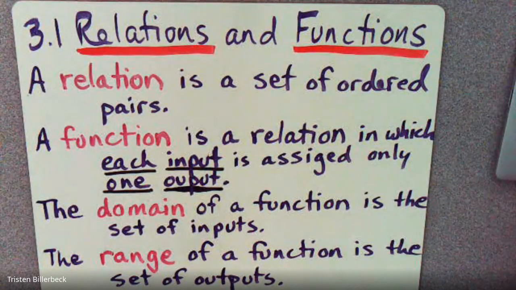Good morning. This is Miss Billerbeck, and we're going to talk about 3.1, relations and functions. So a relation is a set of ordered pairs, and a function is a relation in which each input is assigned only one output. Now you might say, well, what does that mean?